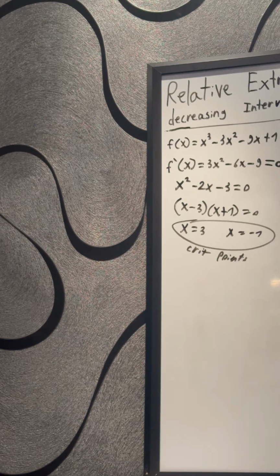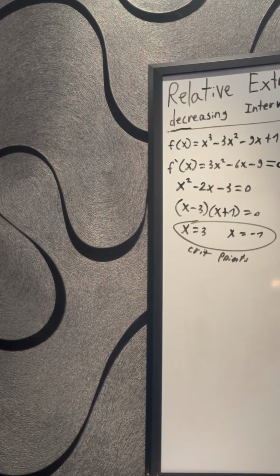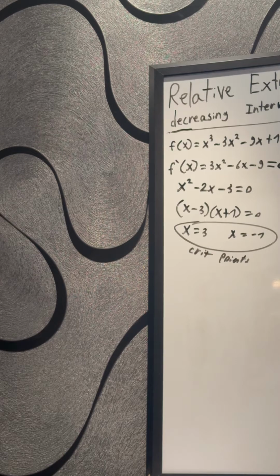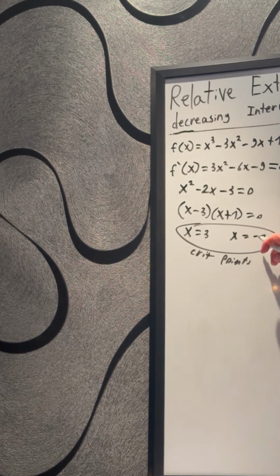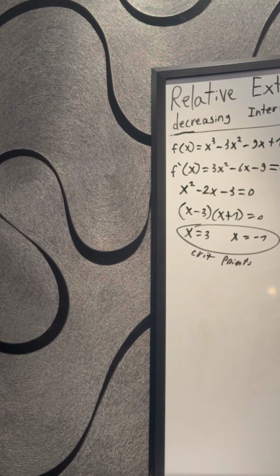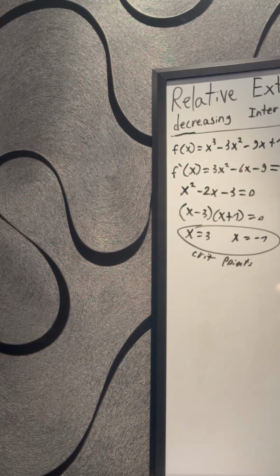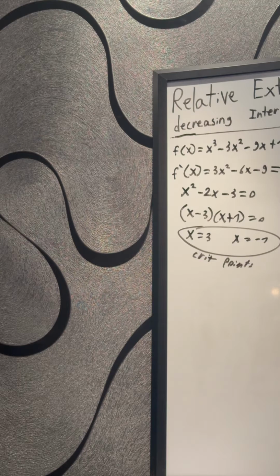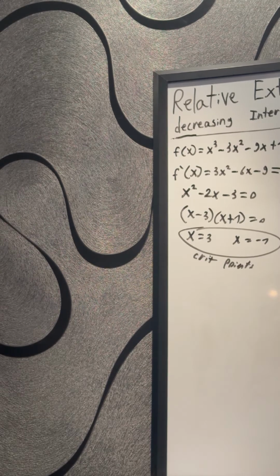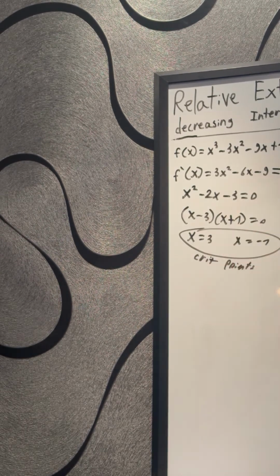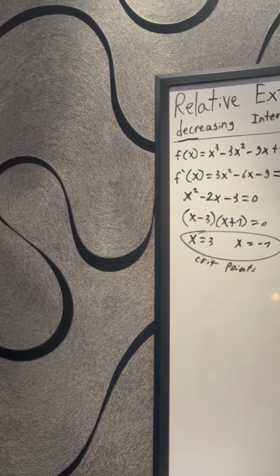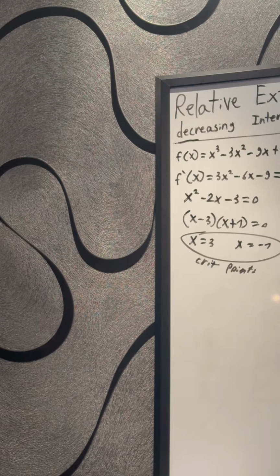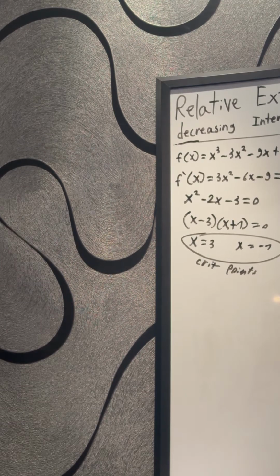And since this is a polynomial function, we're going to be looking at the intervals from negative infinity to positive infinity. So we're going to have negative infinity to our first critical point, which is negative 1. Then we're going to do negative 1 to our next critical point, which is 3. And then our last interval from 3 to infinity.